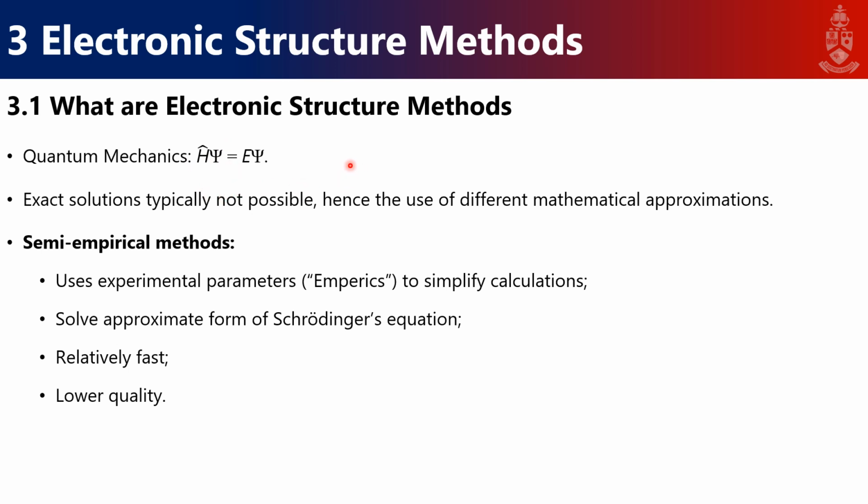And then we have the two different kinds of schools of thought. So the semi-empirical and the ab initio methods. And they are essentially two different kinds of approximations. Well, not mathematical, the one, ab initio, you use a different kind of mathematical approximation. Semi-empirical methods, of course, use the empirics or the experimental parameters to simplify the calculations. And they solve an approximate form of this Schrödinger equation.